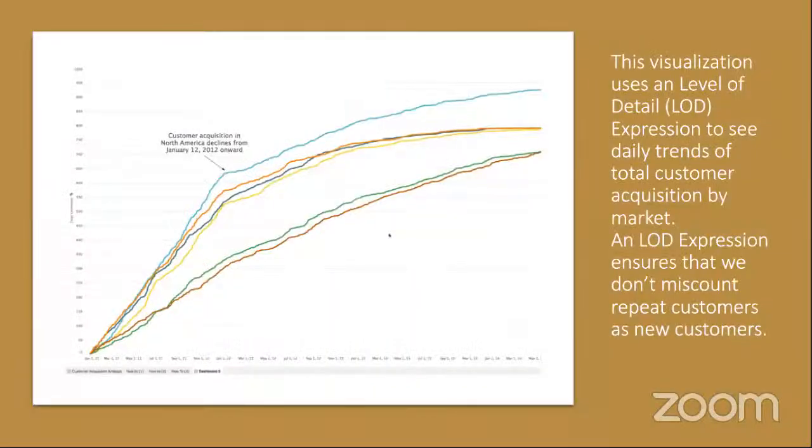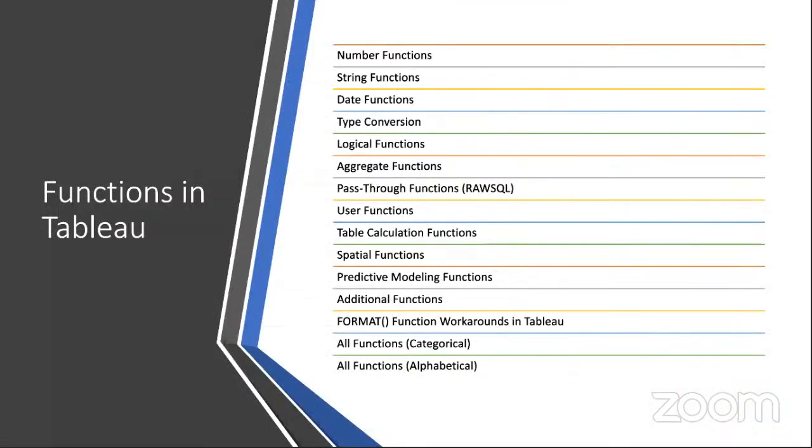This is one of the visualizations, which helps you see, at the level of detail, the daily trends of the customer. This is also built by Tableau dashboard because it has so many functions: number functions, string functions, date, type, logical, aggregate, user. These are so many. From a mathematics point of view, you can go with each and every function and explore it. There is no limit on the exploration of the various functions of Tableau.